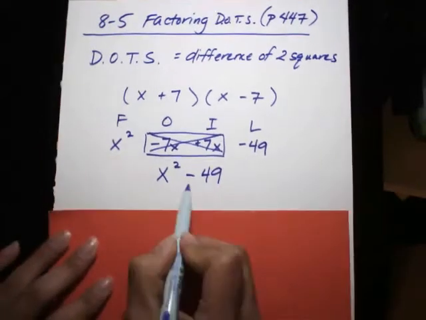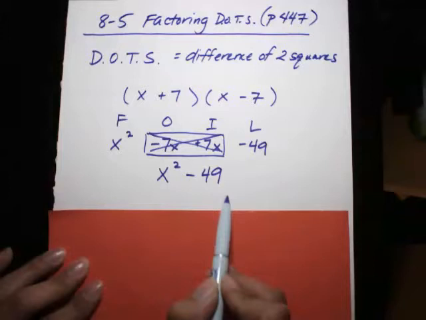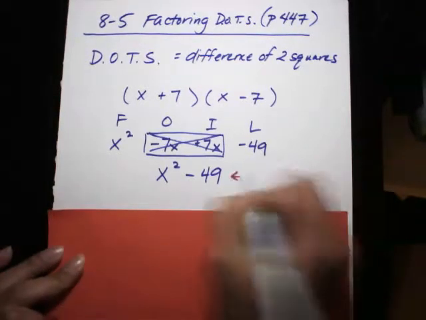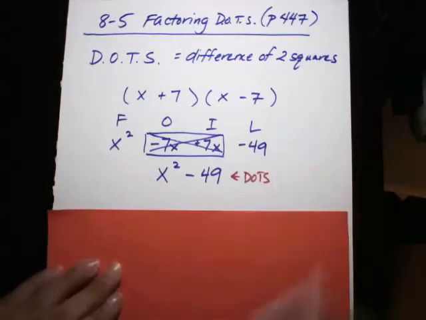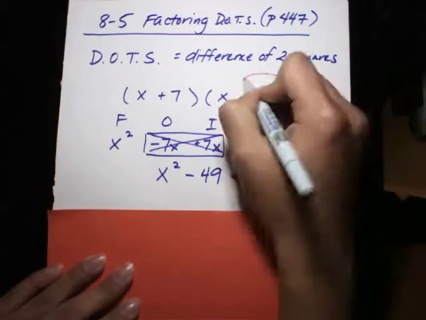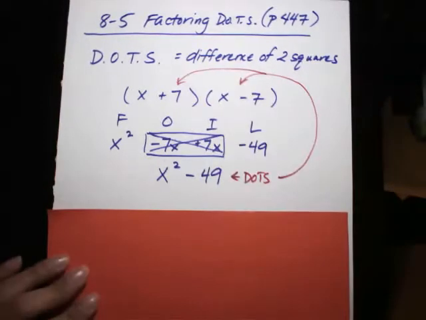Difference meaning it's a subtraction, and two squares. The first term is a perfect square, and the last term is a perfect square. So we recognize these as special products called DOTs. When we factor DOTs, what we're doing is we're going backwards. To factor, you're going back to the two binomials that make up the DOT.